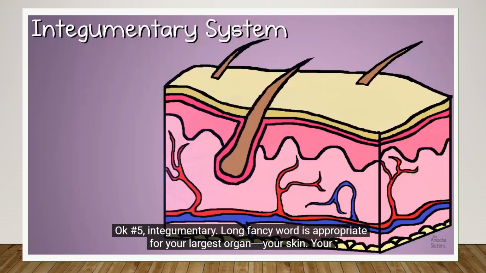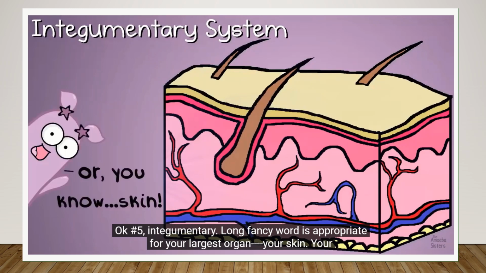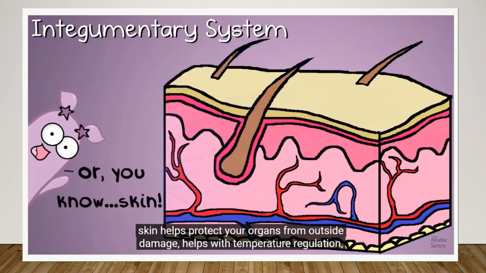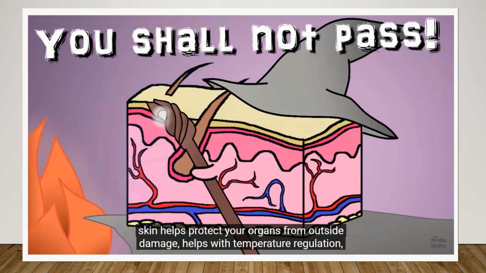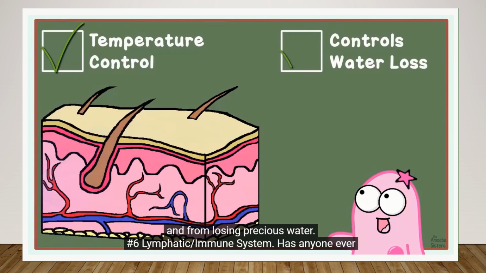Okay, number 5, the integumentary system. This long, fancy word, it's appropriate for your largest organ, your skin. Your skin helps protect your organs from outside damage. It helps with temperature regulation and from losing precious water.